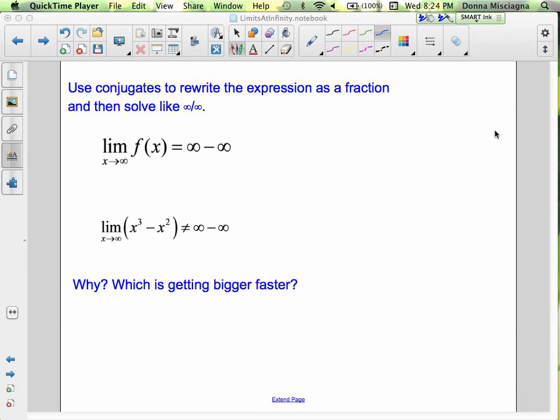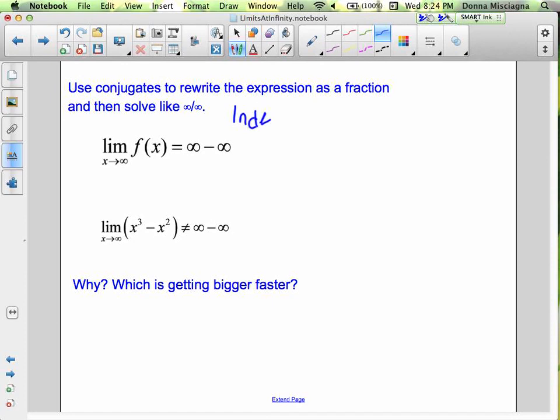And we're going to do that by multiplying by the conjugate. And we're going to do that all the time, right? So this is technically an indeterminate limit. Oh, I really should have written that in the center spot. I'll put it over here. Indeterminate limit.